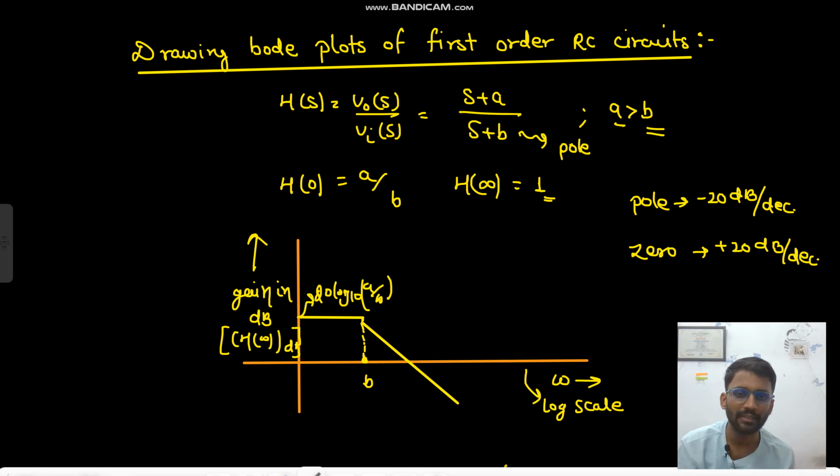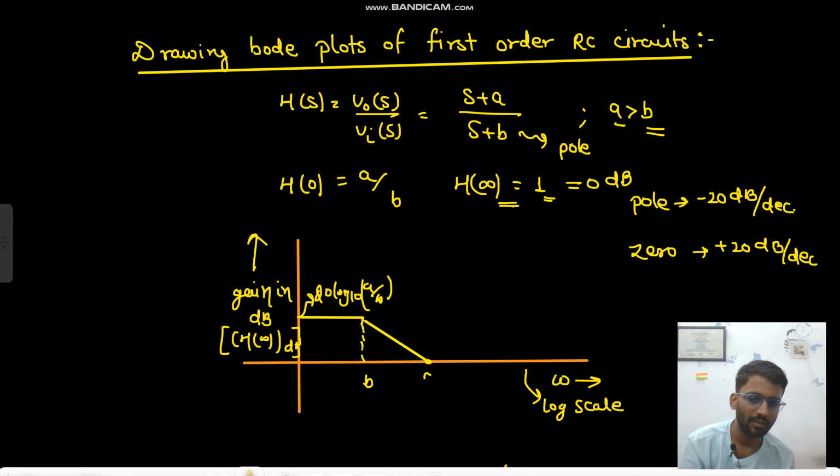And now what happens is that, yes, there is some error. This should not go like this. Now you know one thing: at infinity you have gain 1, which means this is 0 dB. So now this will go down, but just as you are having a gain equal to 0 dB, at this point you will have a zero, because eventually you need to have a gain of 0 dB.